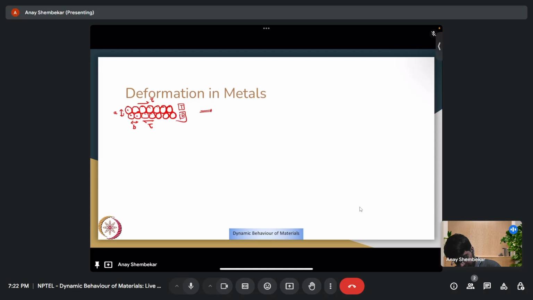So if tau is large, assuming that your bottom layer remains fixed, you will end up with a configuration like this. So the top layer moves forward to another minimum energy configuration.